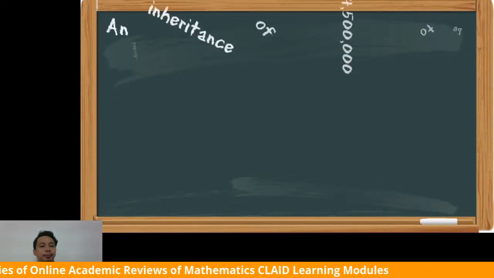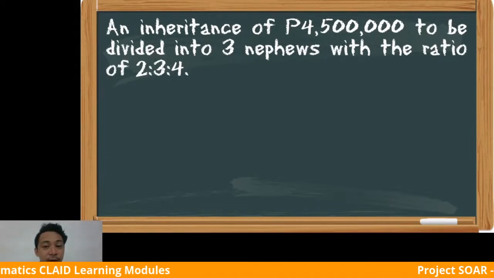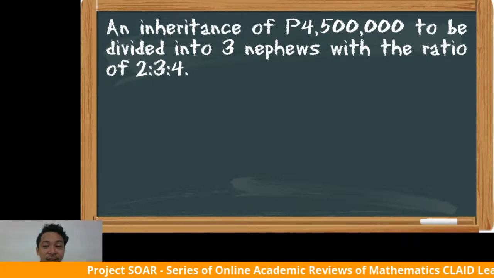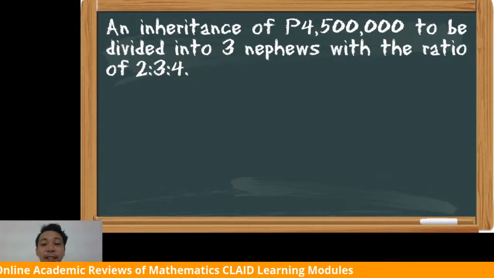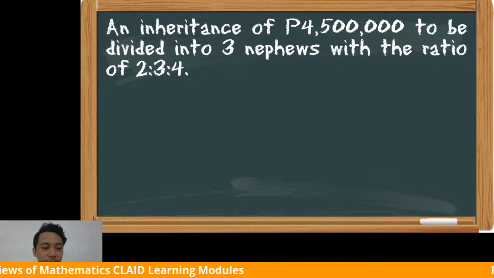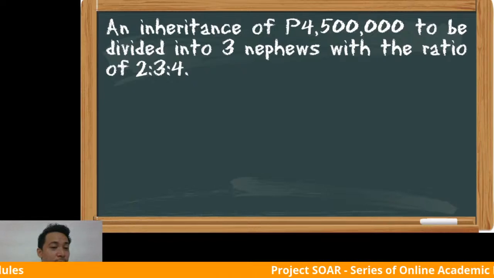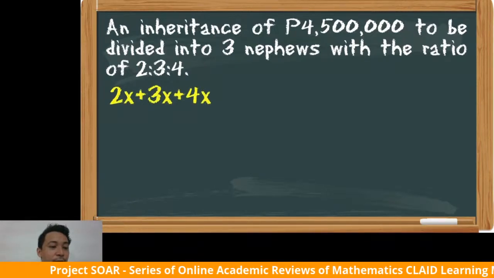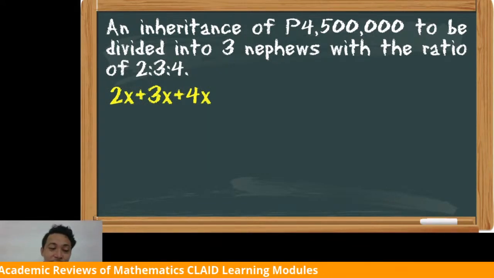Let's have another one. An inheritance of 4,500,000 is to be divided among 3 nephews with a ratio of 2 is to 3 is to 4. So this problem is a partitive proportion. So we'll just simply add x to 2, 3, and 4. So it will look like this. We'll have 2x plus 3x plus 4x.